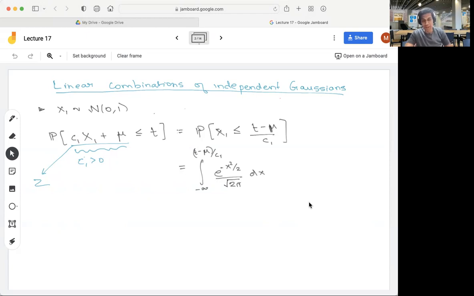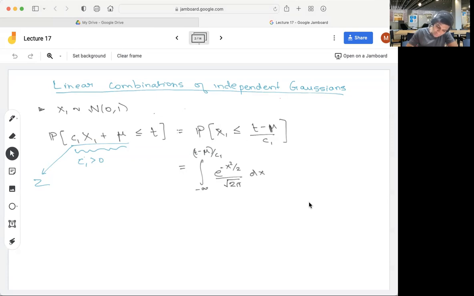Okay, so if we want to compute this probability, the probability that z is less than or equal to t is equal to the probability that x1 is less than or equal to t minus mu divided by c1, which is just obtained by manipulating things on both sides of the inequality. X1 is a standard Gaussian, so we know its density function, and so we can calculate the probability that x1 is less than or equal to something. And here is that expression. And now we want to write it as an integral from minus infinity to t of something.